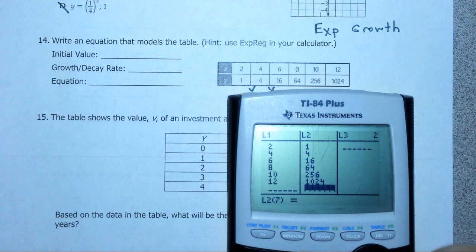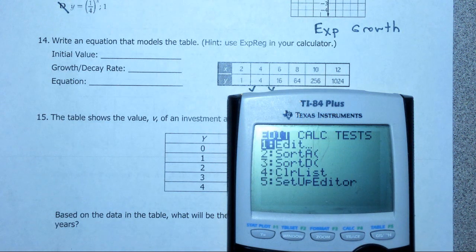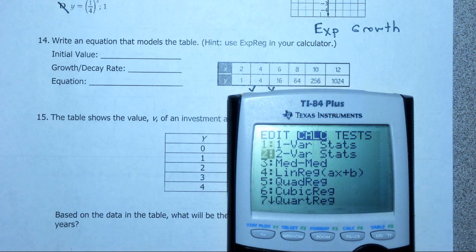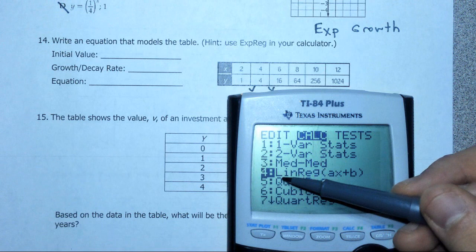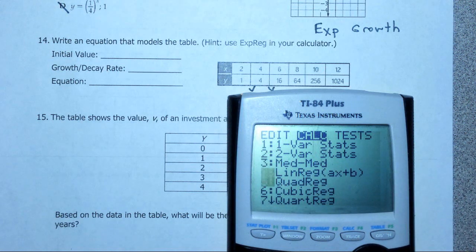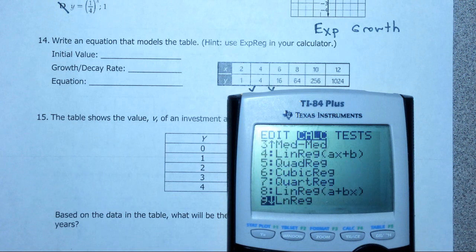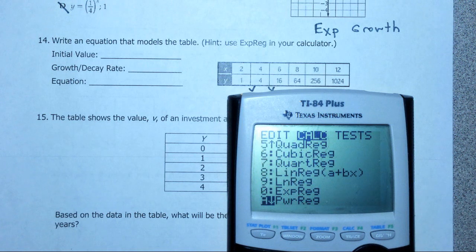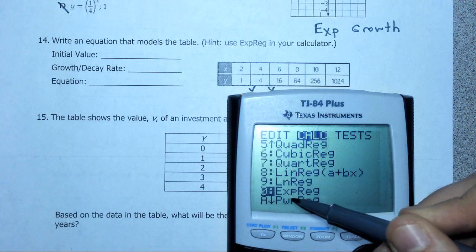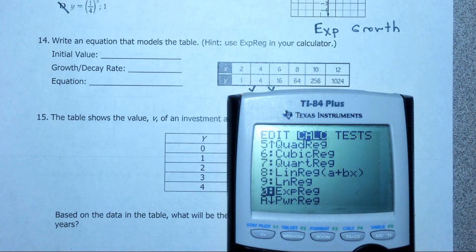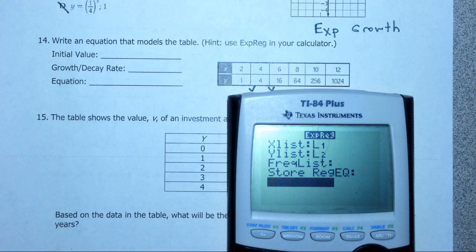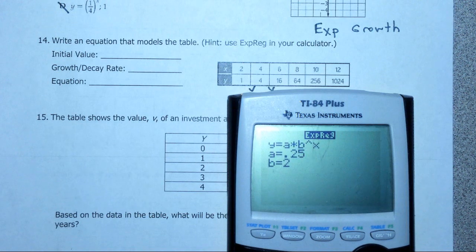All right, now we already know it's exponential, so I'm going to go back to stat. Instead of edit, I'm going to go to calculate. We used to type in linreg, but this is linear. Don't want that. Don't want quadreg, because that stands for quadratic. Well, let's just look around, see if we see anything that looks like exponential. Oh, wait, there it is. EXP. That's why I've been sort of writing this, EXP, exponential regression. So I click enter, enter, enter, enter, and I have my equation.